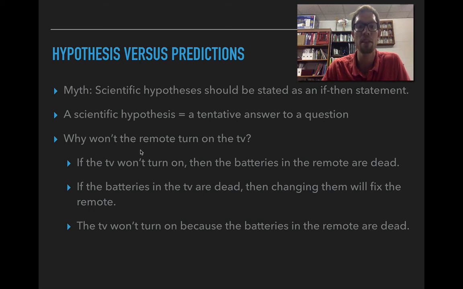So with the previous example where we asked why won't the remote turn on the TV, you might look at these and say, okay, these are hypotheses that are generated from it. If the TV won't turn on, then the batteries in the remote are dead. If the batteries in the TV are dead, then changing them will fix the remote.